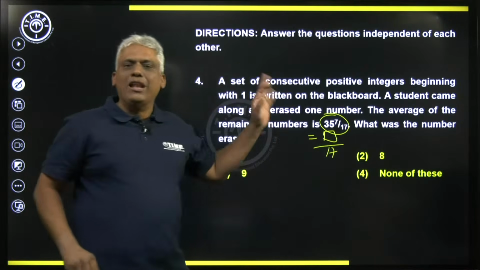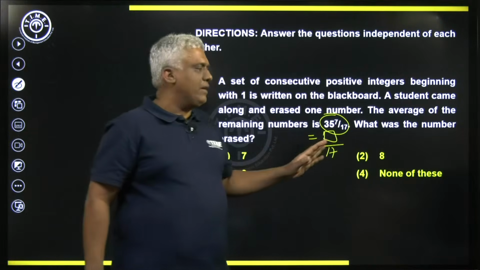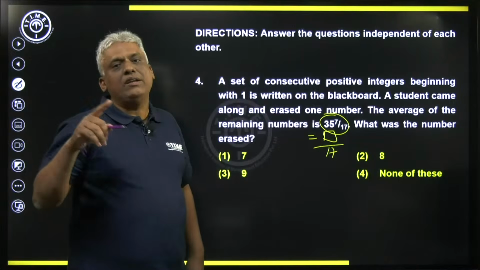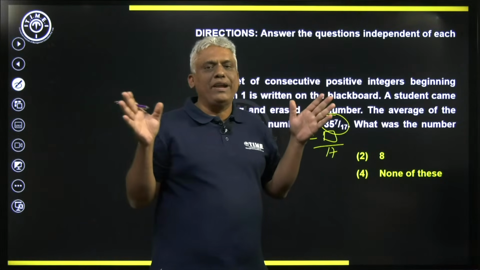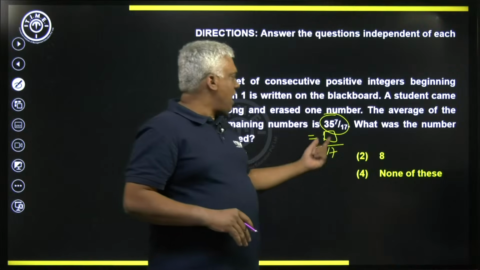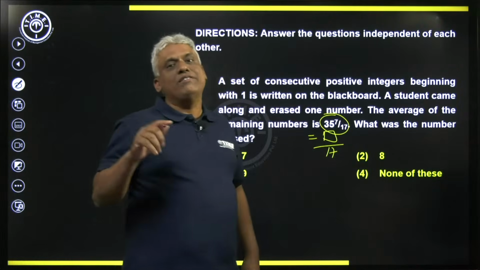Okay, no need to calculate the sum in whatever the numerator, right? It is something by 17 after erasing one number. So the number of numbers will reduce by 1, right? So you know that this is the average, and the denominator is 17.